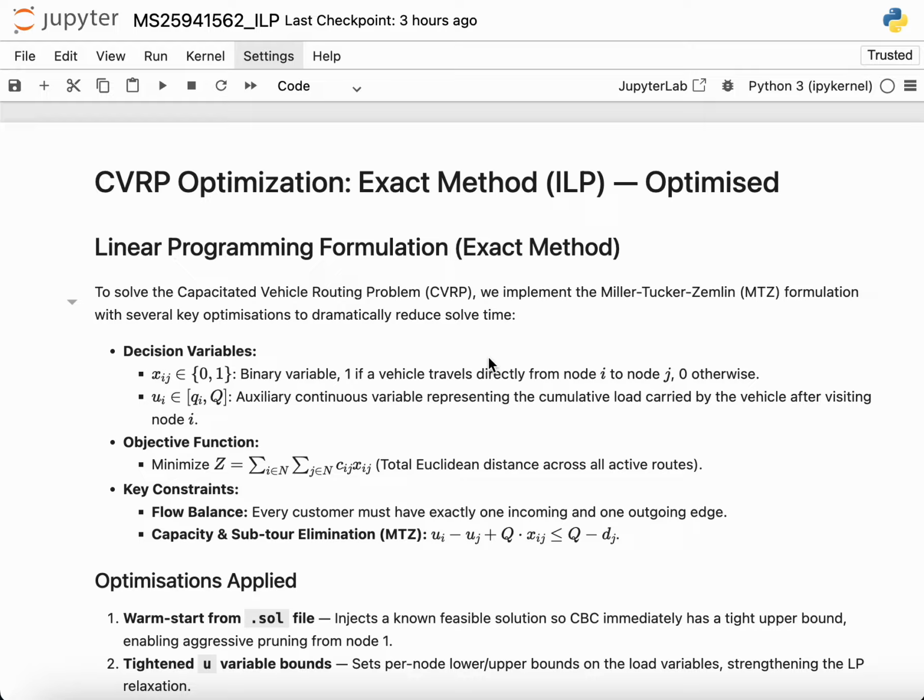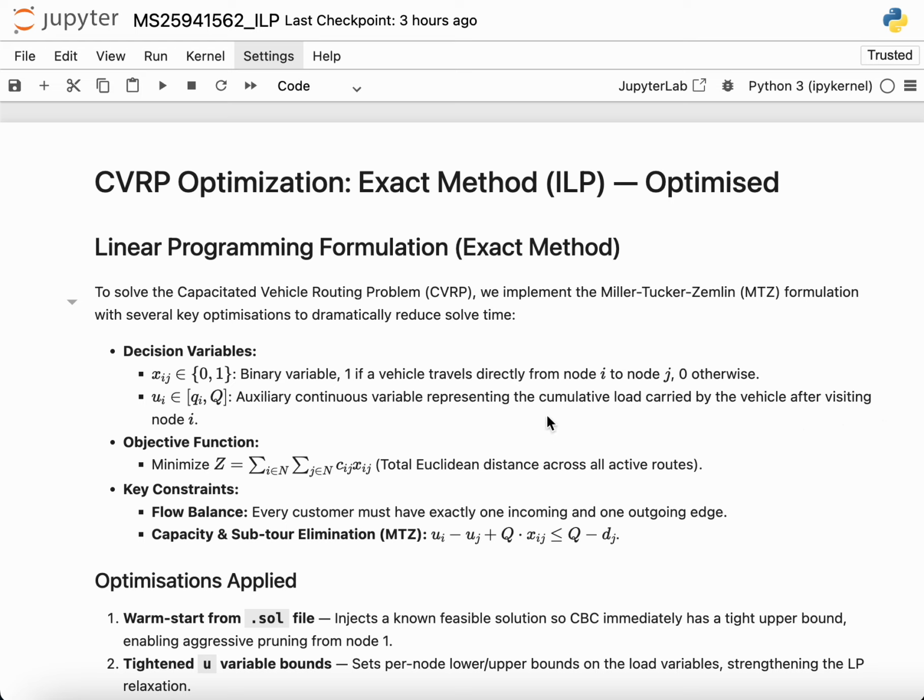Our objective is to find the mathematically shortest set of routes for a fleet of vehicles while adhering to strict capacity limits. While many real-world logistics problems use heuristics, this ILP model provides a provably optimal solution for our defined subset.